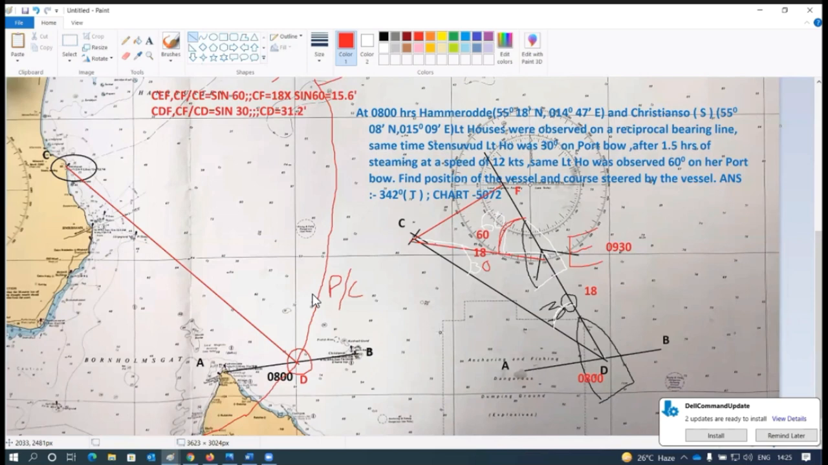In the first line, what did he say? At 8 o'clock, the lighthouse was 30 degrees on the port bow. That means this bearing plus 30 is my port. I measure the bearing on the compass rose, and I'll add 30 degrees, and I'll get my heading. So this angle is your 30 degrees. This is my heading.